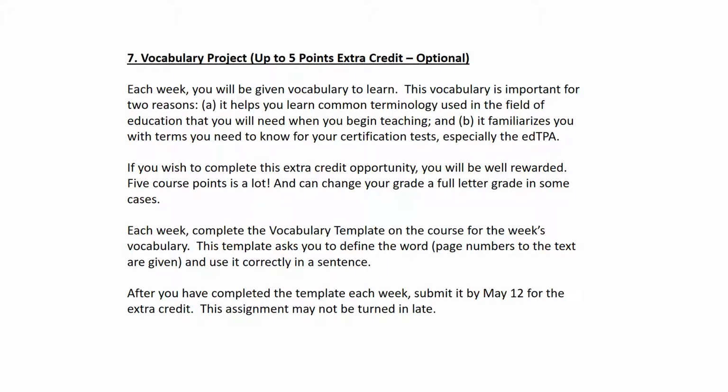An optional assignment is the vocabulary project. This is one that's worth up to 5 course points of extra credit, which doesn't sound like a lot, but that's 5% of your grade. So for example, if you came in at an 88, which is a B+, that could bump you up into the 93 or A- range in your final grade. This is the way it works.